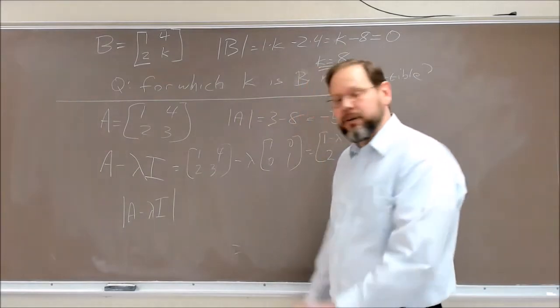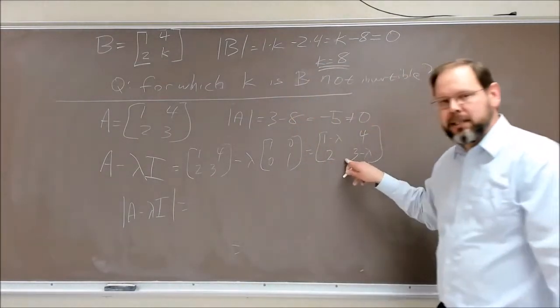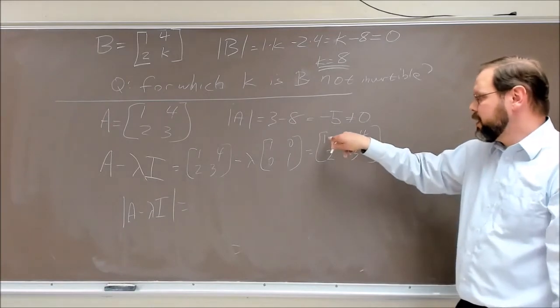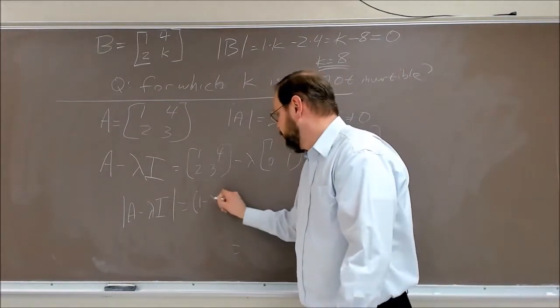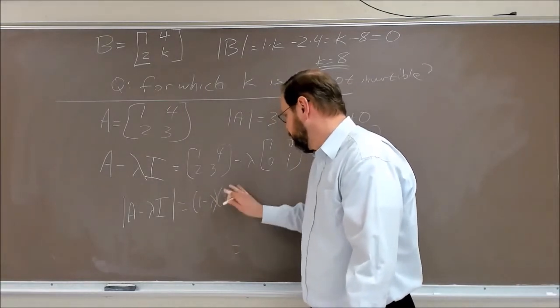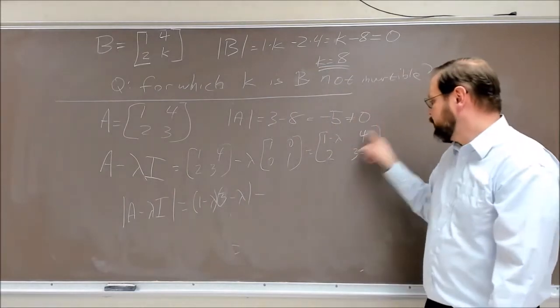And I don't have to do anything fancy here. I don't have to use cofactor expansion. This is just a 2 by 2 matrix. So it's going to be 1 minus lambda times 3 minus lambda, minus 2 times 4.